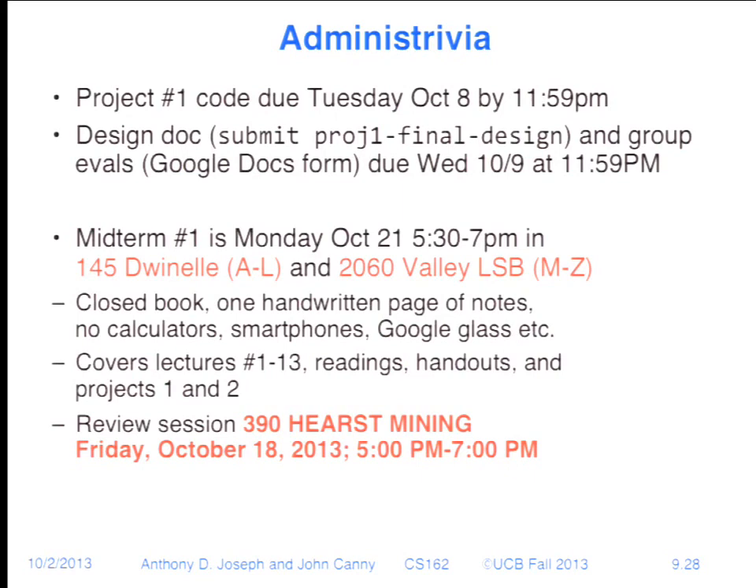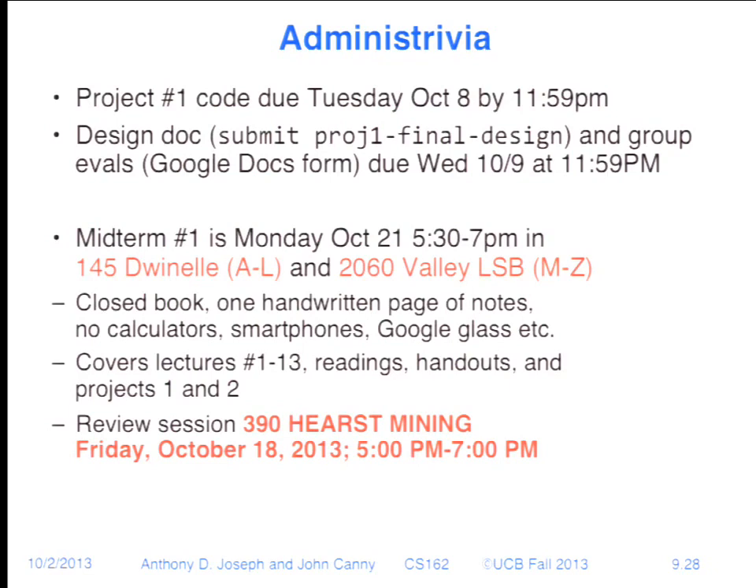Yeah? I thought it was one-sided. Isn't that right? It's two. All right. Well, it's two then. All right, so one handwritten page.